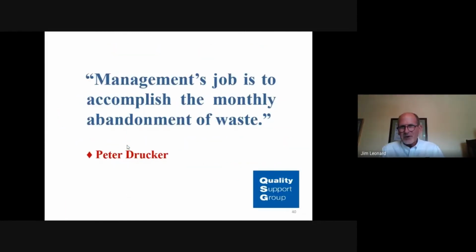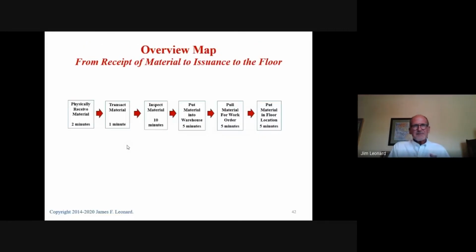And Peter Drucker noted that management's job is to accomplish the monthly abandonment of waste, the monthly reduction of variation. If a manager at the end of the month can't show documented evidence of the elimination of waste, he or she has not done their job that month. That's what Drucker was saying. So if we want to attack, reduce, abandon waste, first we have to expose it. How do we expose it? You've got to go get some data.